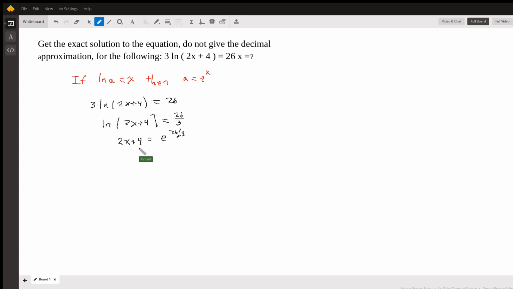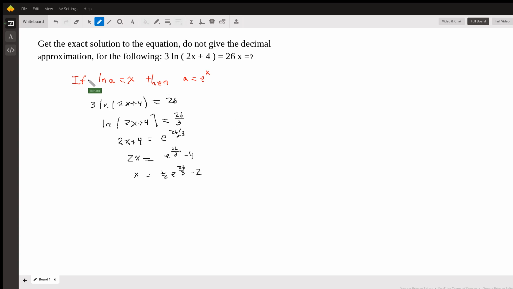So now we just have to isolate x. So we'll do that by subtracting 4. So it's e to the 26 over 3 minus 4, and then we'll divide by 2. So x is going to be 1/2 e to the 26 over 3 minus 2. And that's it. That's our final answer. And that's all the question is asking us to do.